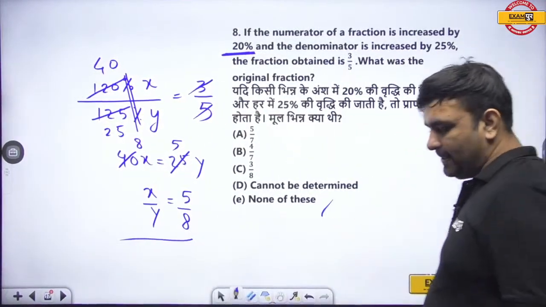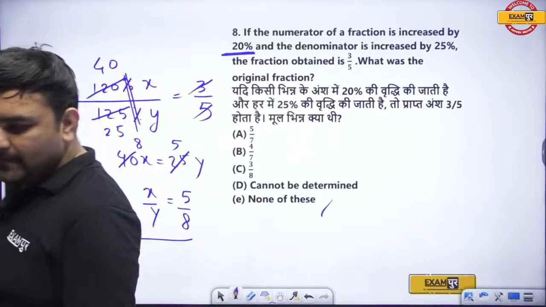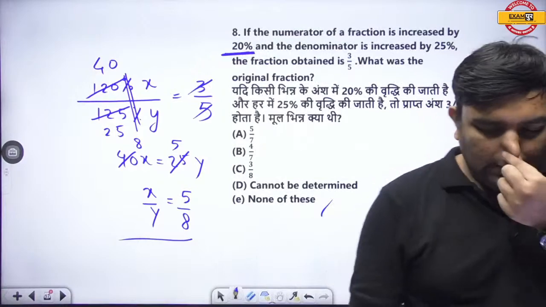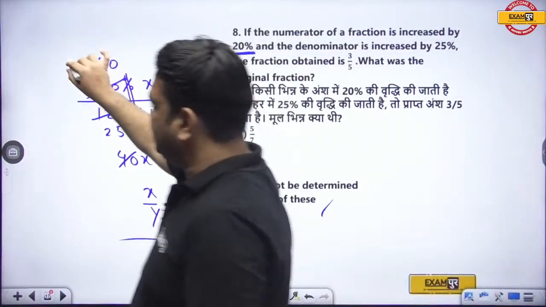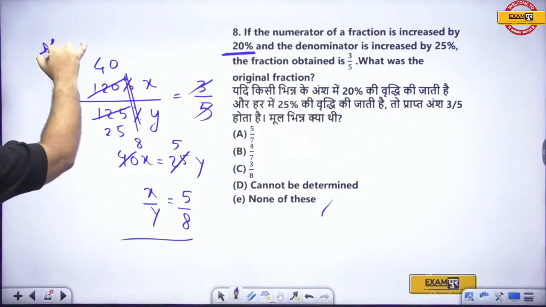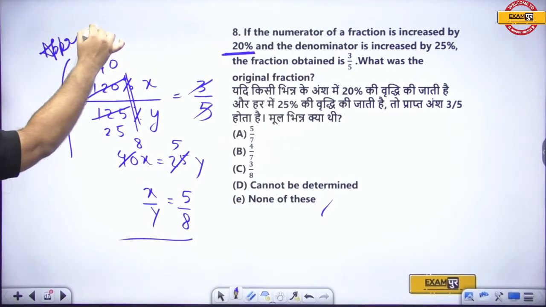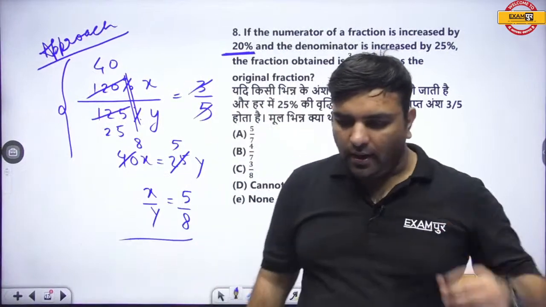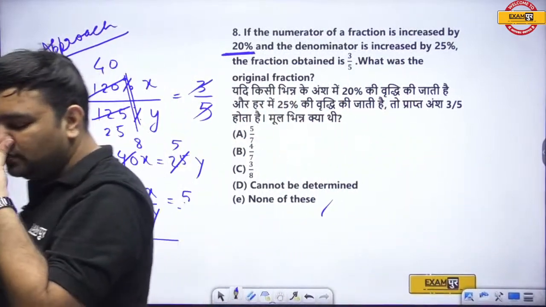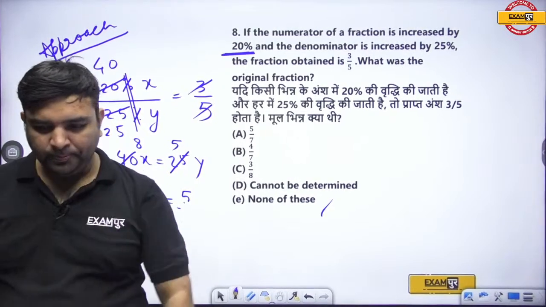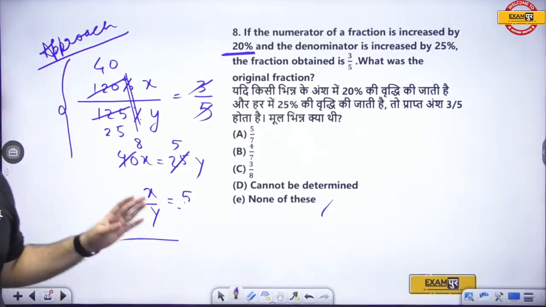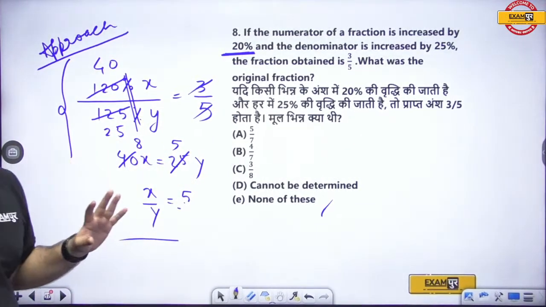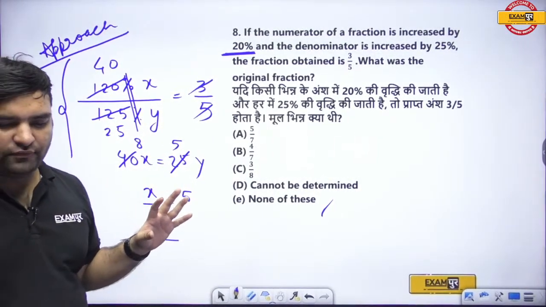None of these. So this approach, guys, is this approach clear? How was the approach? Have you also taken this approach? If you have not taken it till now, you have to take up this approach from today onwards.